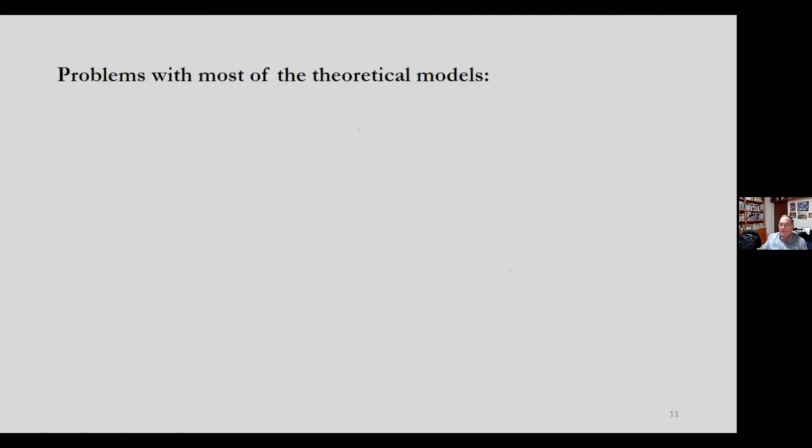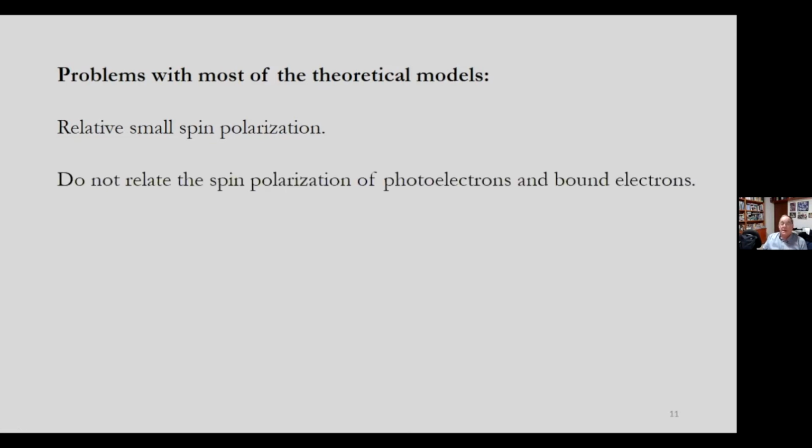So with the models I presented before, there are several problems, and I want to summarize them quickly. First of all, typically they come with relatively small spin polarization. The spin polarization they find in the models that I just presented is on the order of a few percent, while as you saw, we, and many other groups in the world now, are obtaining spin polarization of many tens of percent up to 90, and somebody even got 100% spin polarization. These existing models do not relate the spin polarization of the photoelectron to that of the bound electrons. So it's not clear how they are related according to this model.